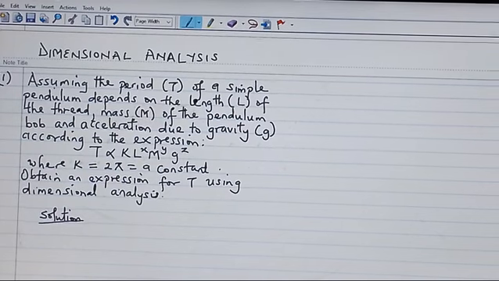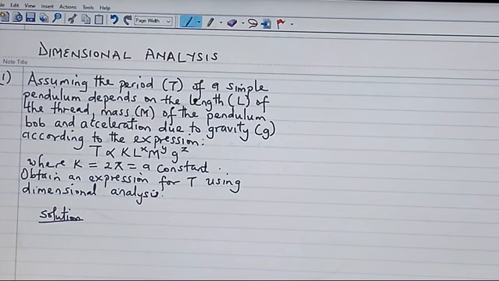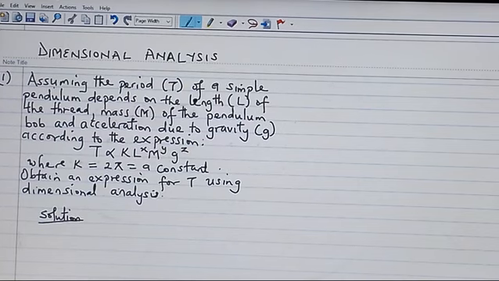quantities. So on your screen, we're having that of a simple pendulum. We want to use dimensional analysis to obtain the relationship between the period of a simple pendulum, the length of the thread, and the acceleration due to gravity. So this is how we proceed. The question is there. So we are going to look at the equation that was given.